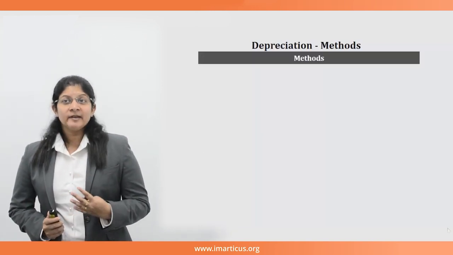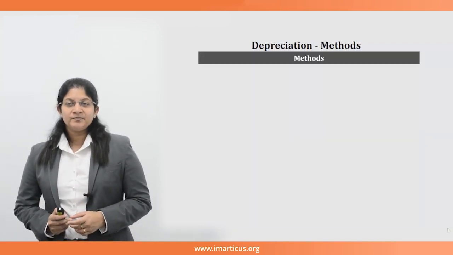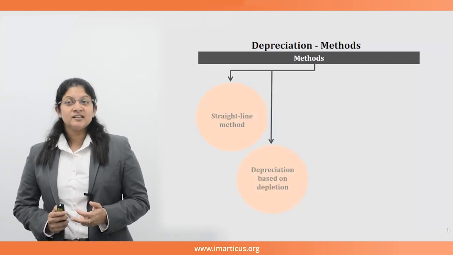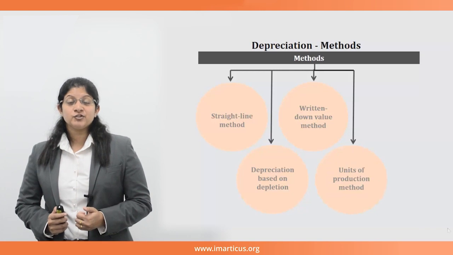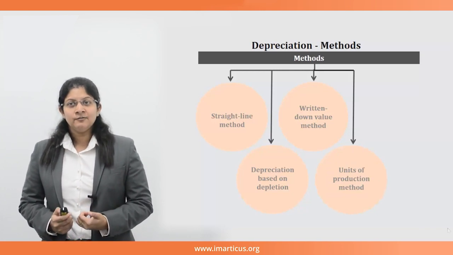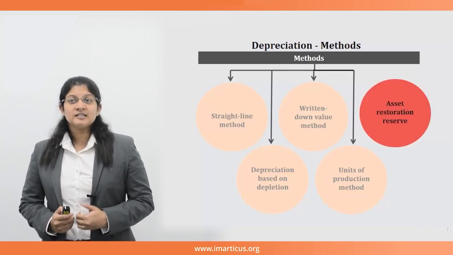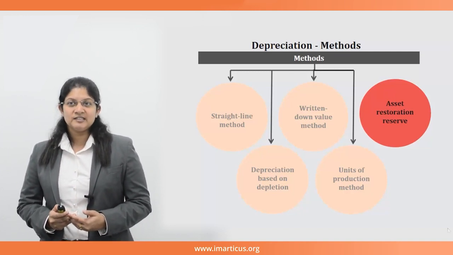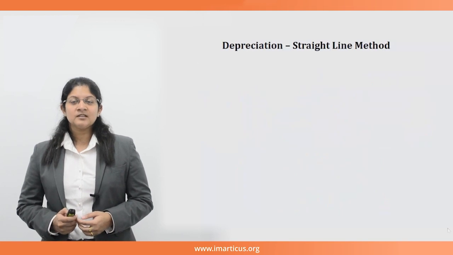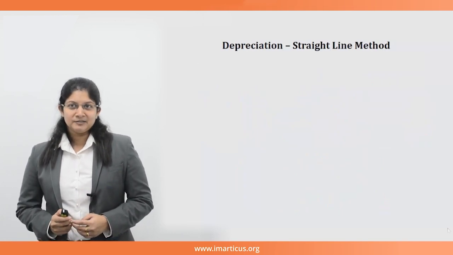There are primarily 4 methods used to calculate depreciation. They are the straight line method, written down value method, units of production method, depreciation based on depletion or remaining useful life, and a related concept is that of the asset restoration reserve. Let's learn more about each of these. First, we have the straight line method.